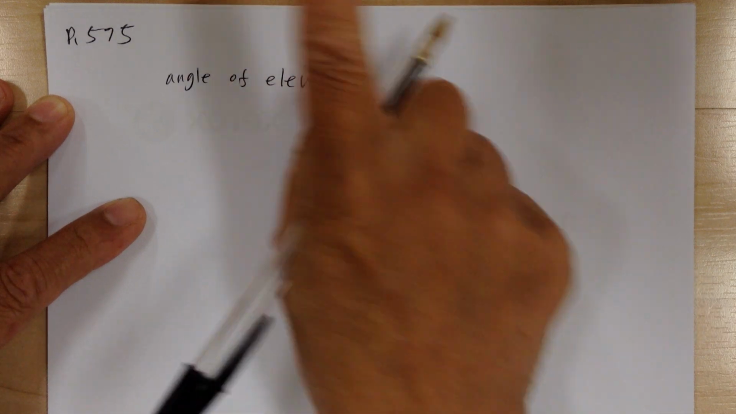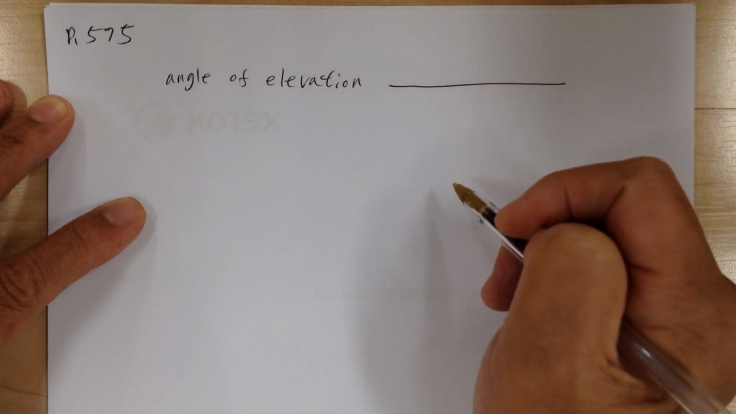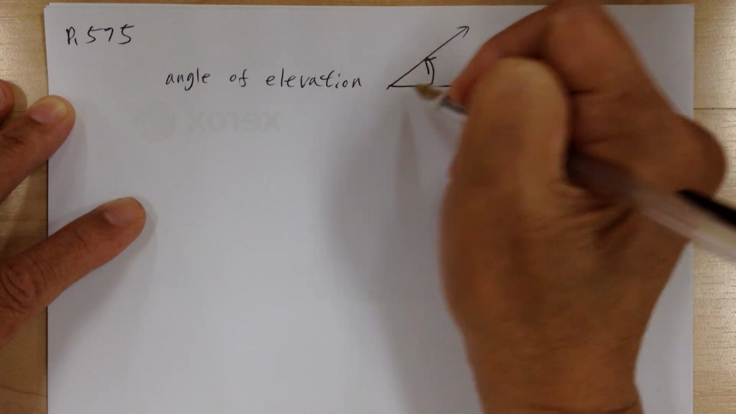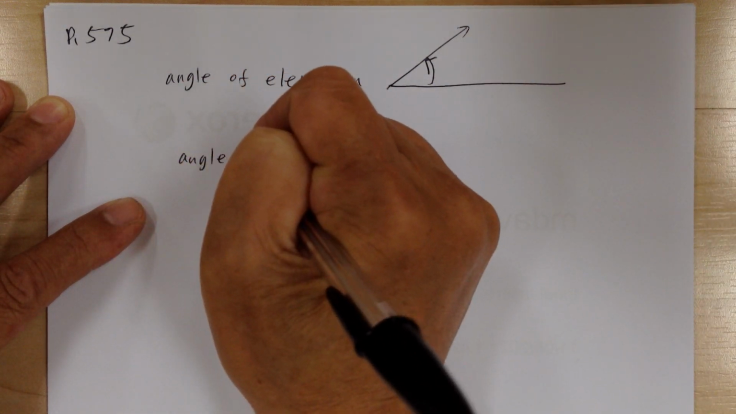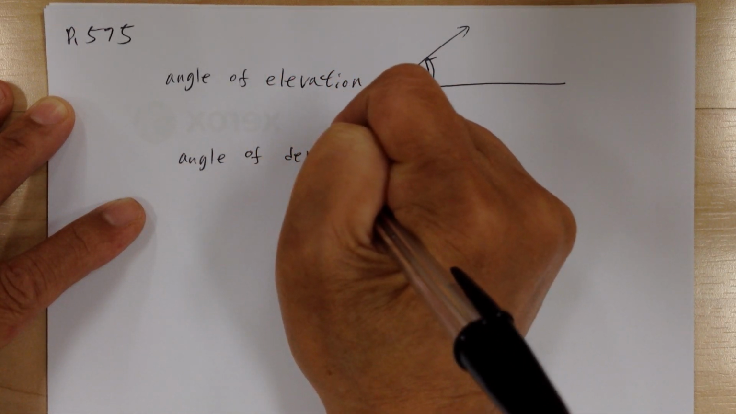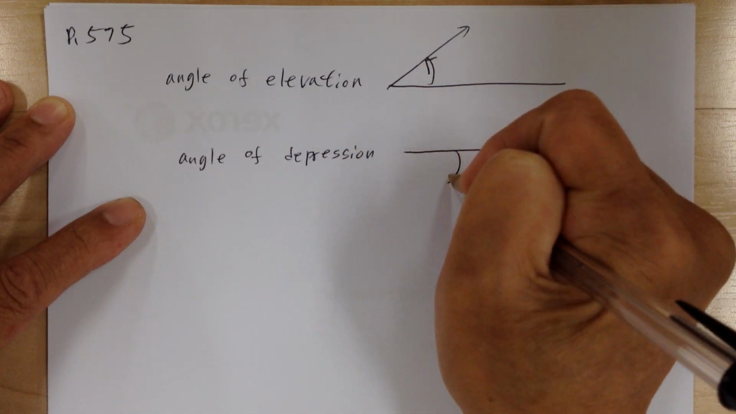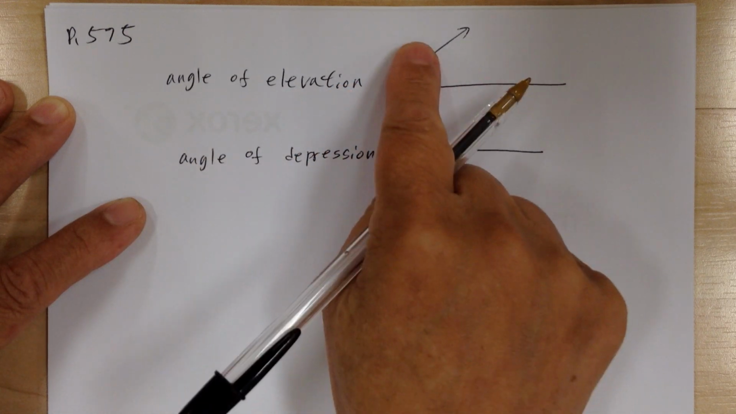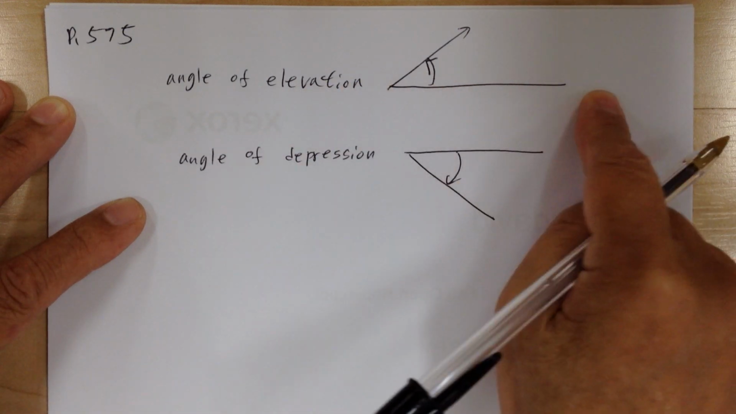So elevation means going up. So angle of elevation, again, your reference is your horizontal line. Angle of elevation means you go up. And angle of depression, again, it is from horizontal and you go down. So angle of elevation is go up. Angle of depression is go down. Again, your reference is always horizontal, straight across.